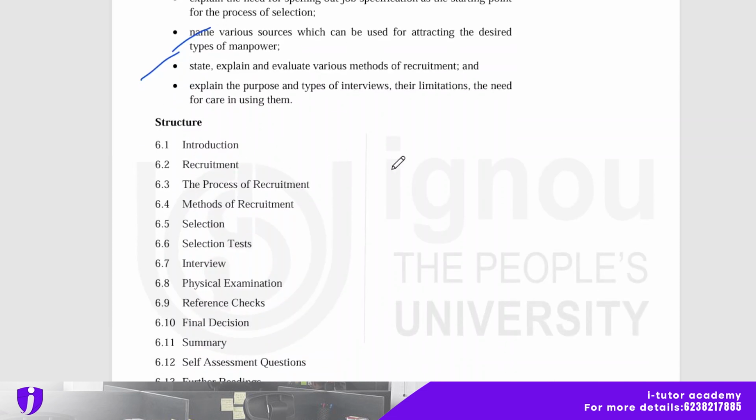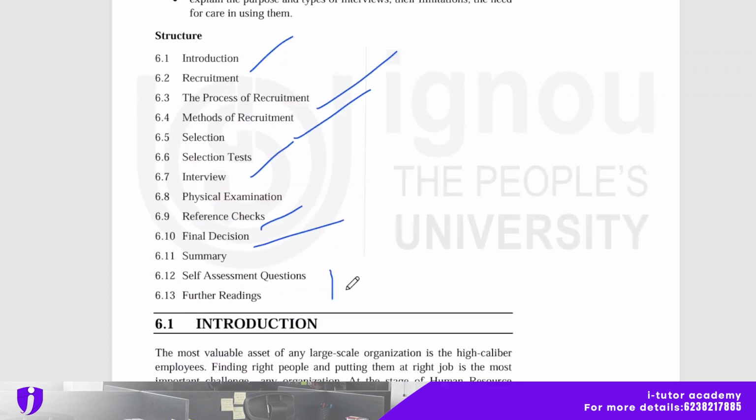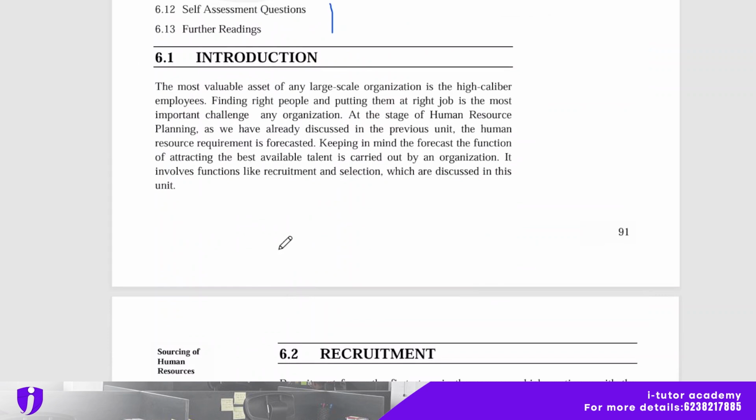And the structure of this unit is, first of all, there is an introduction, recruitment, process of recruitment, method of recruitment, selection, selection test, interview, physical examination, reference check, final decision, summary, self-assessment questions and further readings are there for this unit. Okay, so let's start with the introduction part.